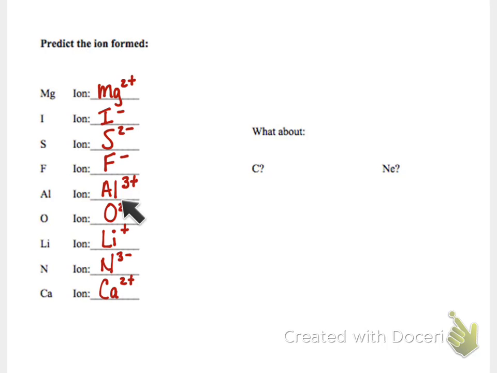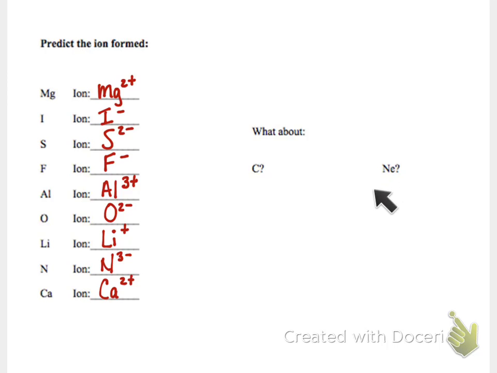Okay, so hopefully you were able to find the elements in the periodic table, see what group they're in. Magnesium, group 2A, is going to lose 2 valence electrons and have a charge of +2. Sulfur, which is in the same group as oxygen, group 6A, is going to make a charge of -2, just like oxygen did. What about carbon and neon?